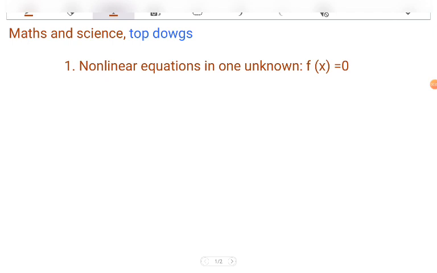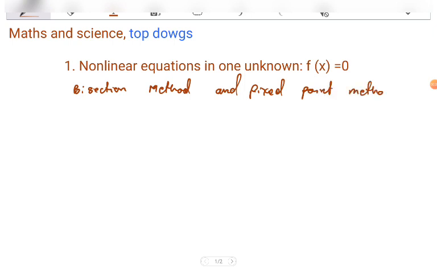So today we're going to do nonlinear equations in one unknown, where we're going to do the bisection method and the fixed point method. These are the two methods that we use to approximate the roots.